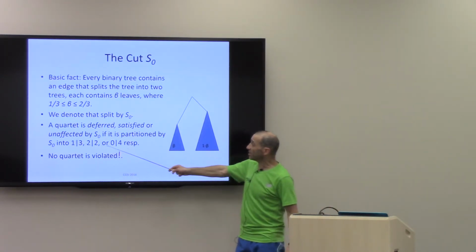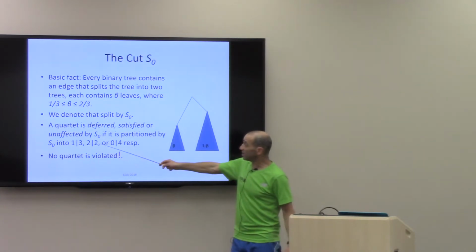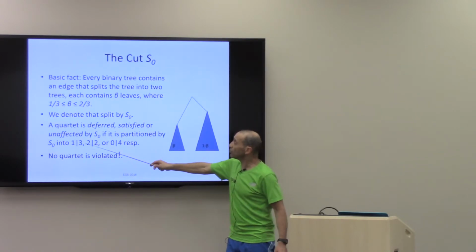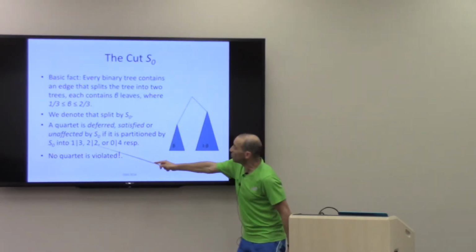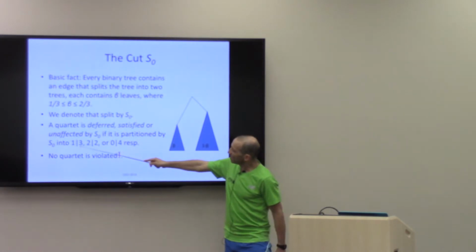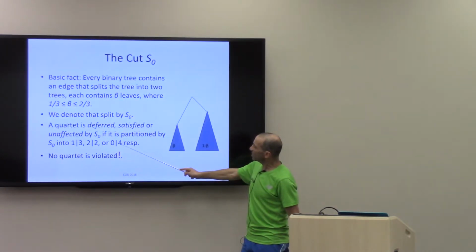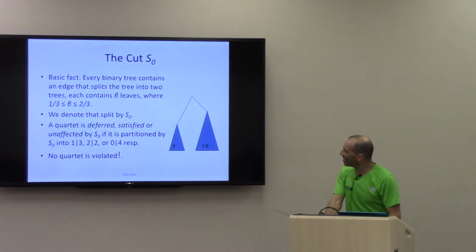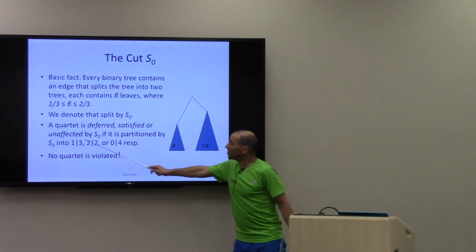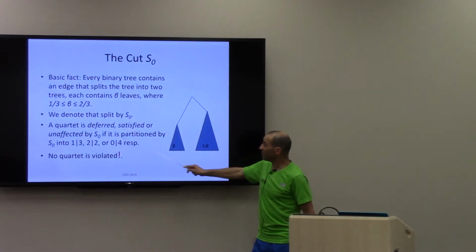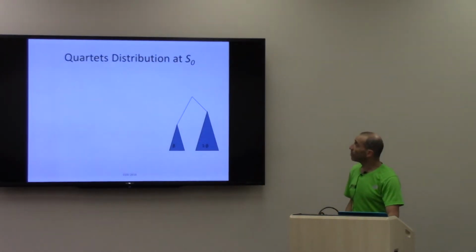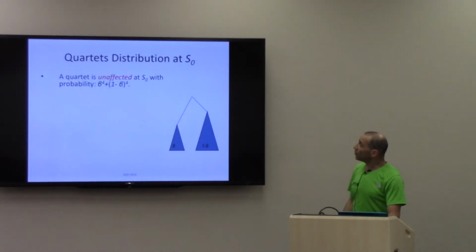We have only these: the deferred, the violated, and the satisfied. Sorry, I lost myself. Anyway, so we know how many. Deferred, satisfied, unaffected. Unaffected, 4 here, 0 here, or vice versa. So how do they distribute?